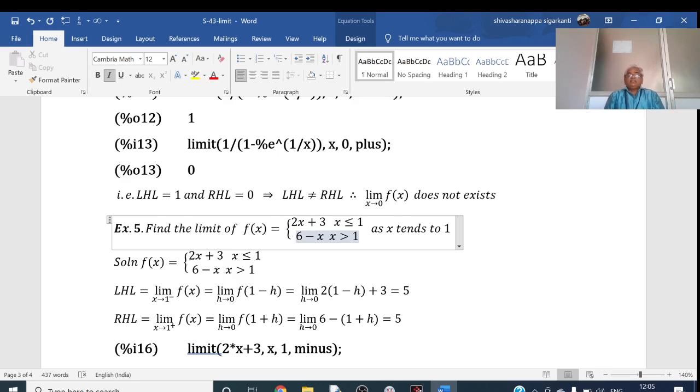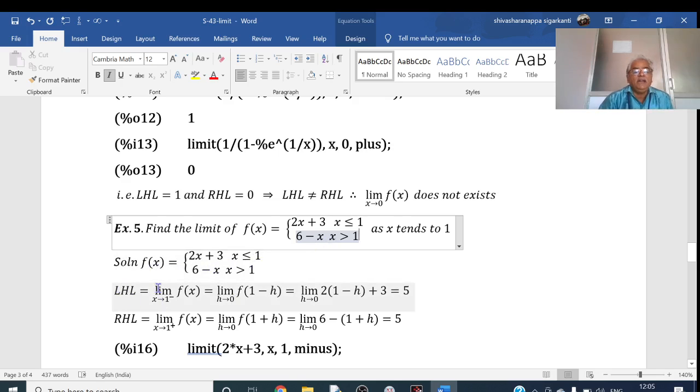When x is less than or equal to 1, f of x is 2x plus 3. When x is greater than 1, f of x is defined as 6 minus x. So if x takes values less than 1, then f of x is 2x plus 3. If x takes values greater than 1, f of x is 6 minus x. So here f of x is defined like this.